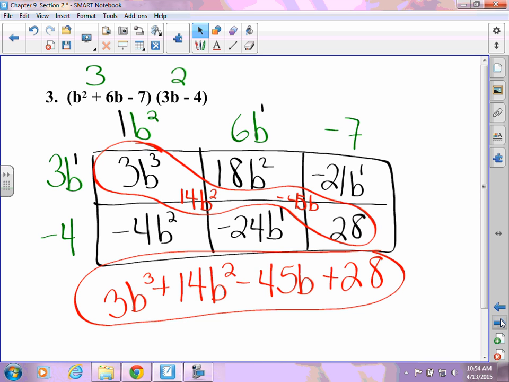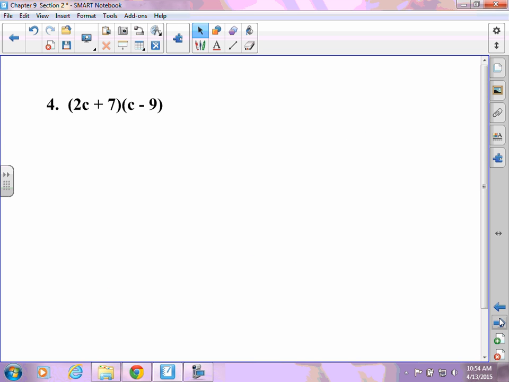Okay, let's do the next one. This is the last one. How many terms in the first one? 2. How many in the second one? So what kind of box am I going to make? I'm going to make a 2 by 2.